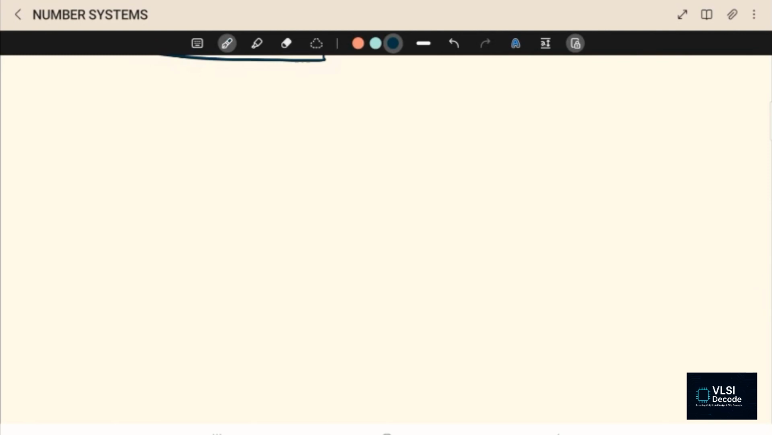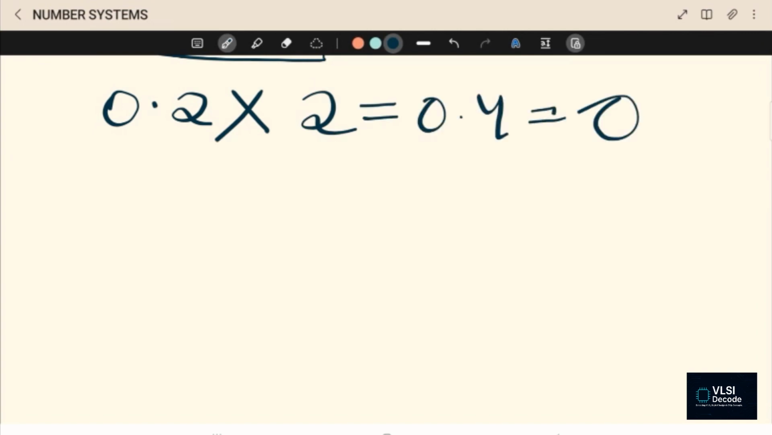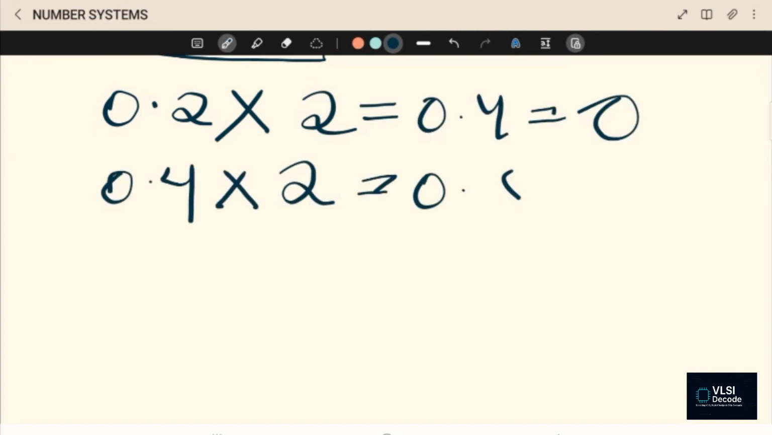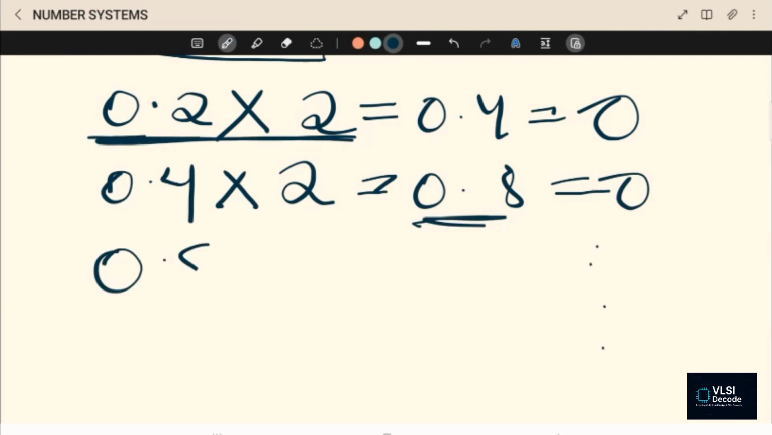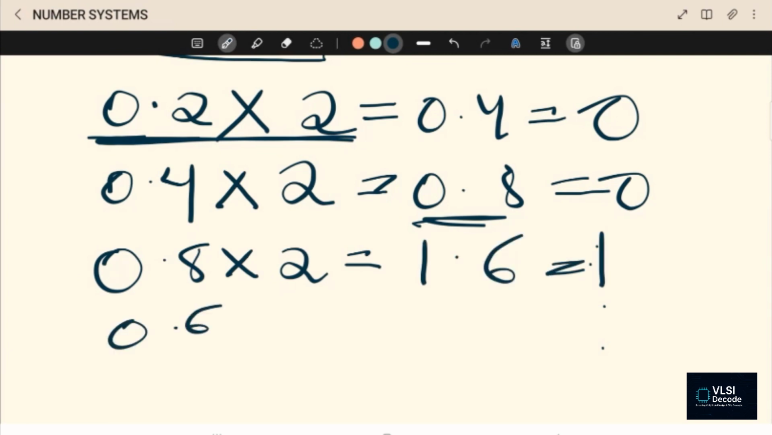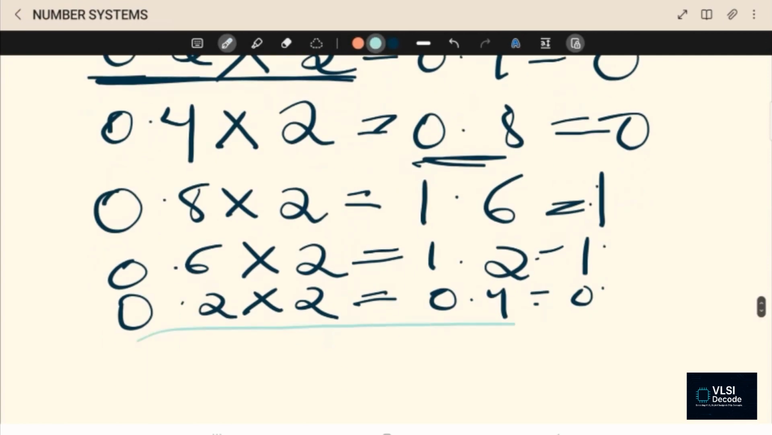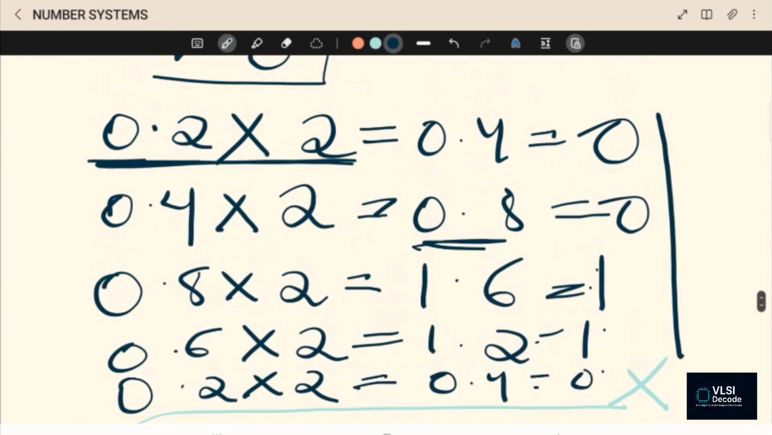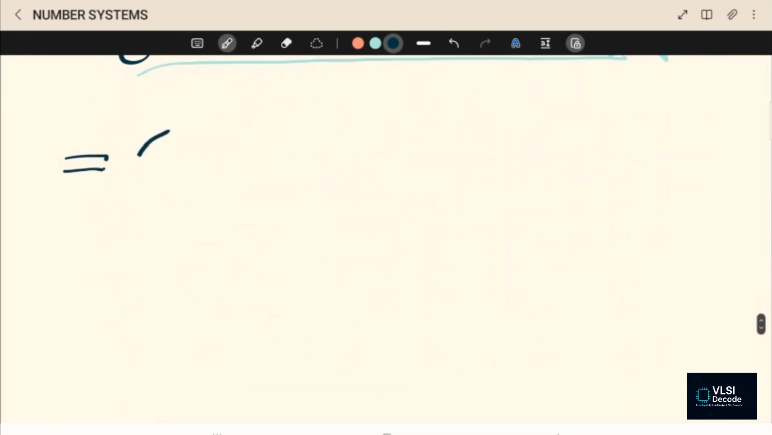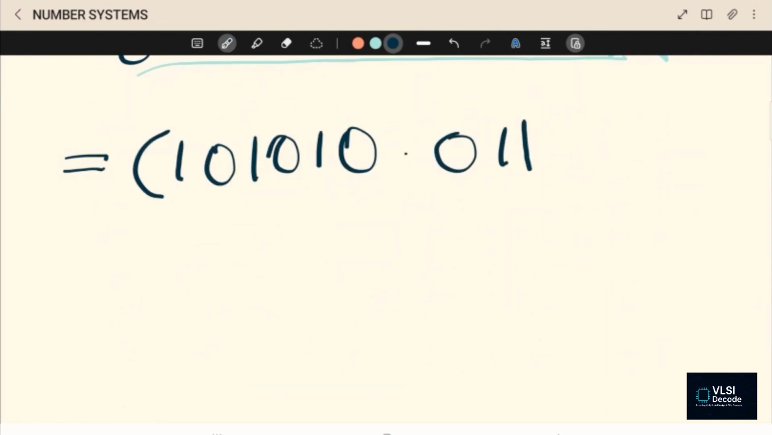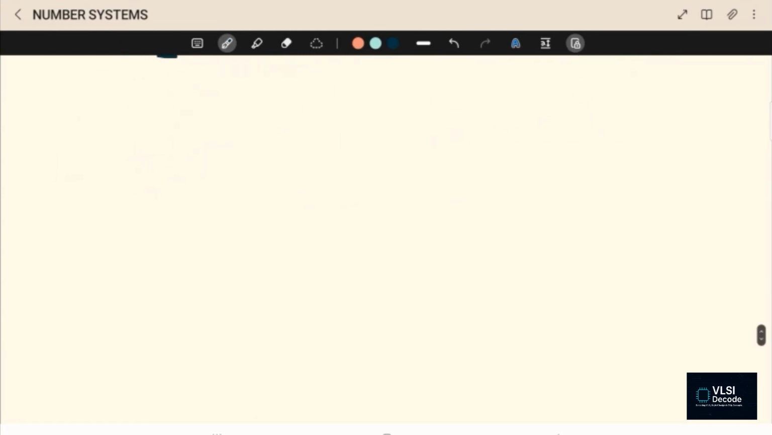Now let's see the fractional part. You just have to multiply with the given wanted radix, and whatever you get, you have to take the integral part and again multiply the fractional part with the given radix, and so on. You have to do it until you get the 0 integral part, or else repetition of the first initial value, which is 0.2 in this case. So I'll be stopping my calculation here and taking the values from top to bottom, and this will be my final binary value.